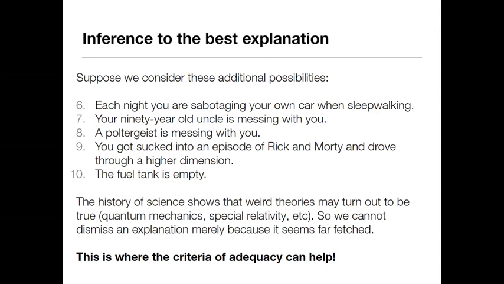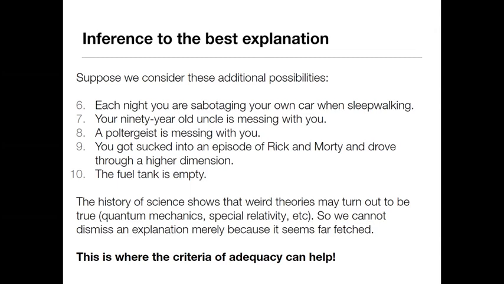Okay, so obviously we don't want to rule everything or anything out right off the bat. I mean, if it's physically possible, then it is a possible explanation. And we do know from the history of science that weird theories may turn out to be true. So I think good examples would be the development of quantum mechanics, special relativity. You cannot dismiss an explanation merely because it seems far-fetched.